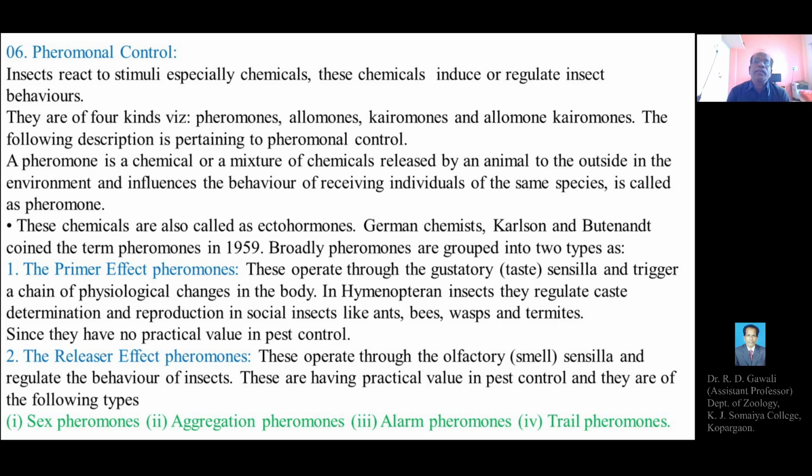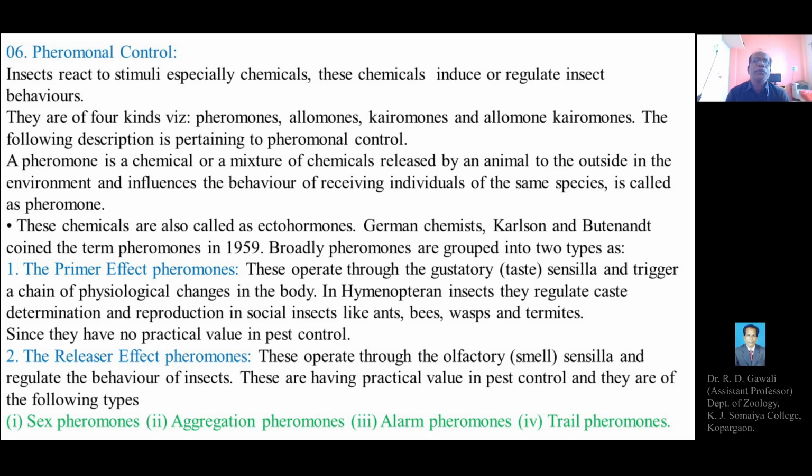Most of the insects react or respond to various stimuli, especially the chemicals, and these chemicals induce or stimulate and regulate the insect behaviors.